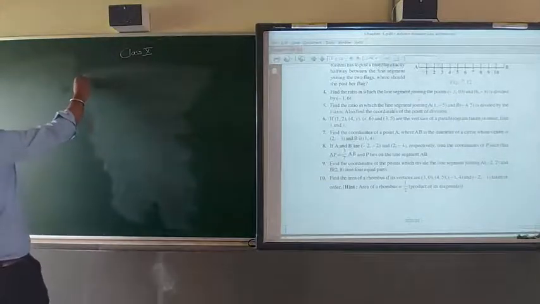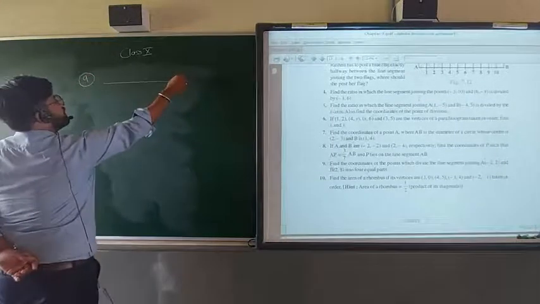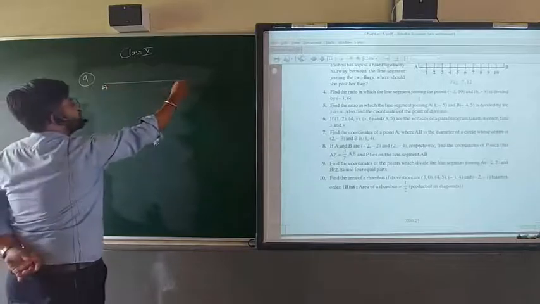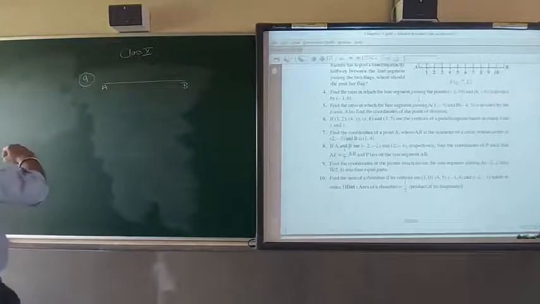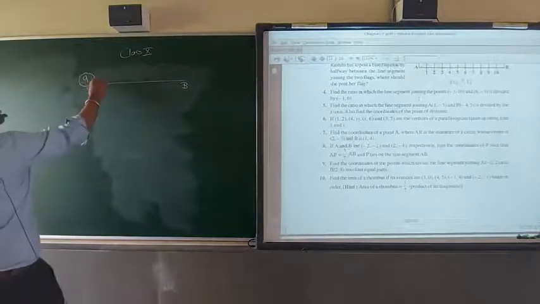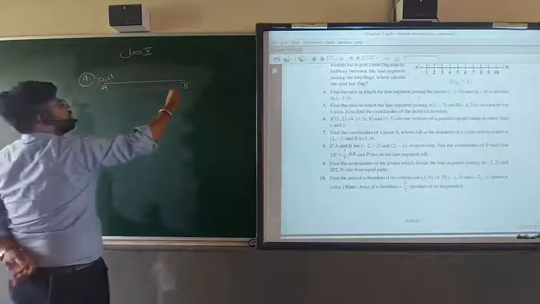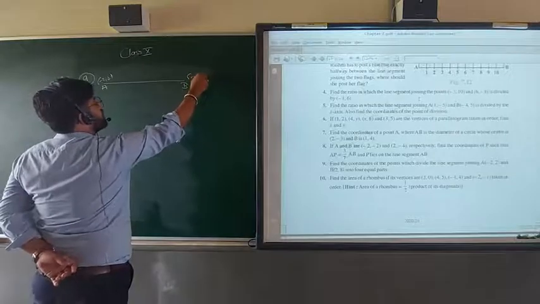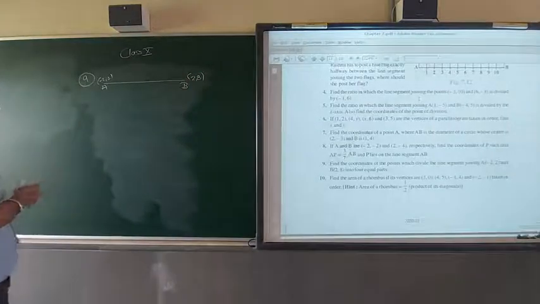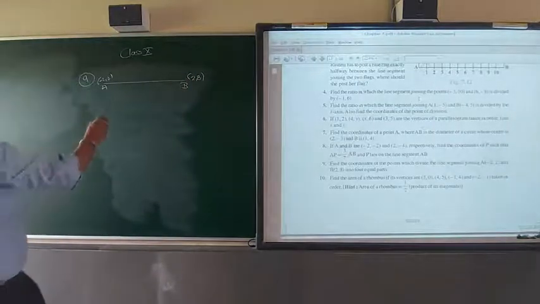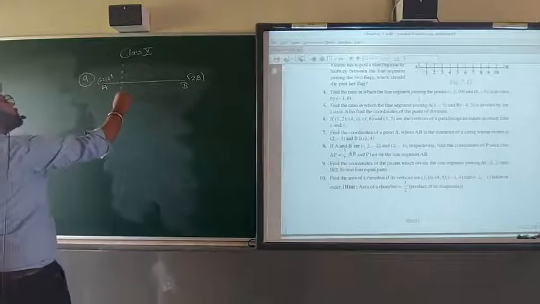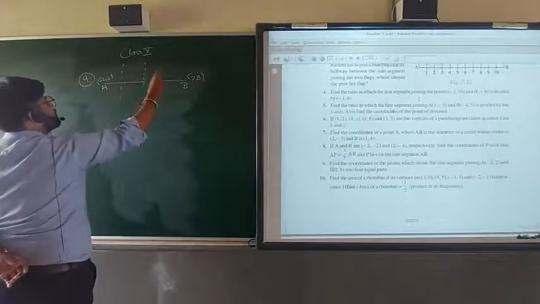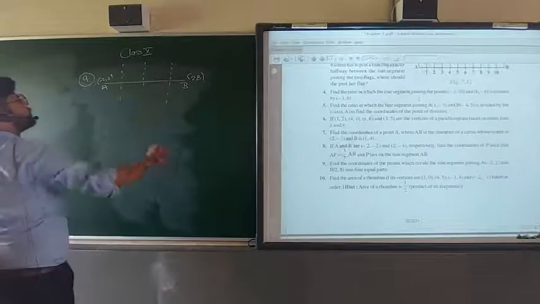For question number 9, I will take points A and B. The point A is (-2, 2) and the point B is (2, 8). Now the line is divided into 4 equal parts. We already did 3 equal parts in the second question. Now 4 parts means the first part, second part, third part and fourth part.